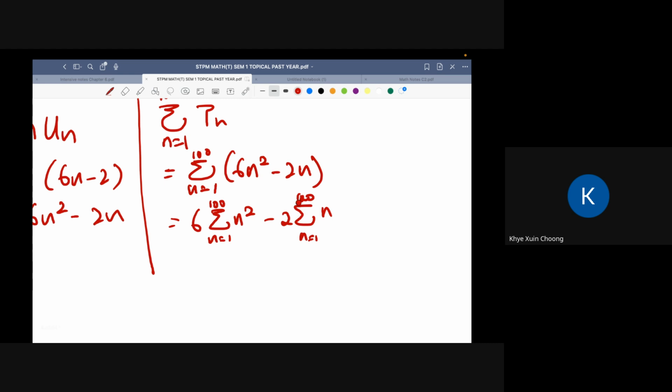For this part, it is actually an arithmetic progression, because the sum of n equals 1 until 100 is 1 plus 2 plus 3 plus 4 plus dot dot dot until 100. Okay, this one you should be able to solve. How about this part? Okay, this part is more difficult. You need to remember the formula.